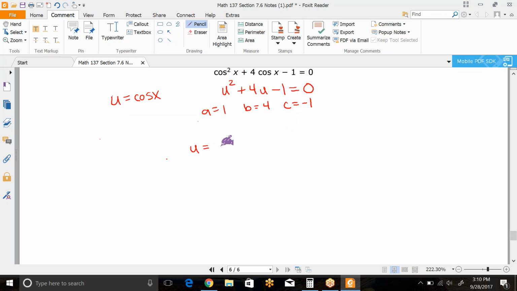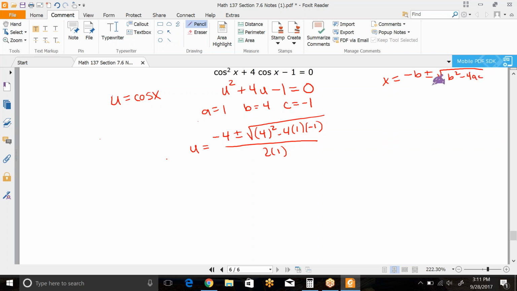So u equals negative b plus or minus square root b squared minus 4ac all over 2a. So that's the quadratic formula, which is usually an x, but in our case we're using the letter u. So I'll write that formula up here for you in case you don't remember it. It's a good one to have memorized.